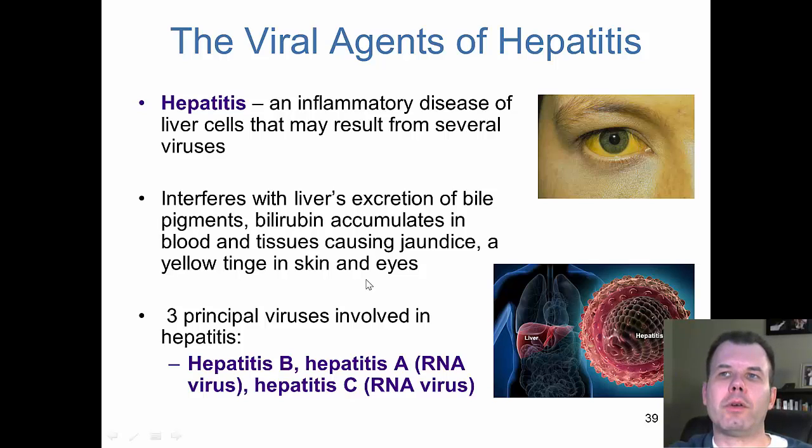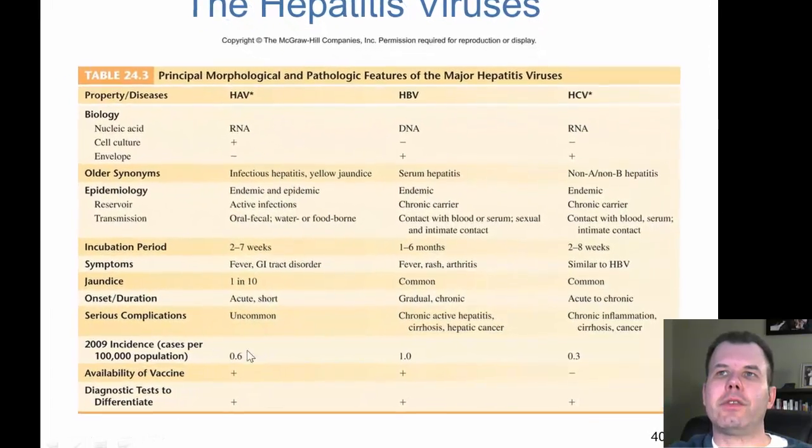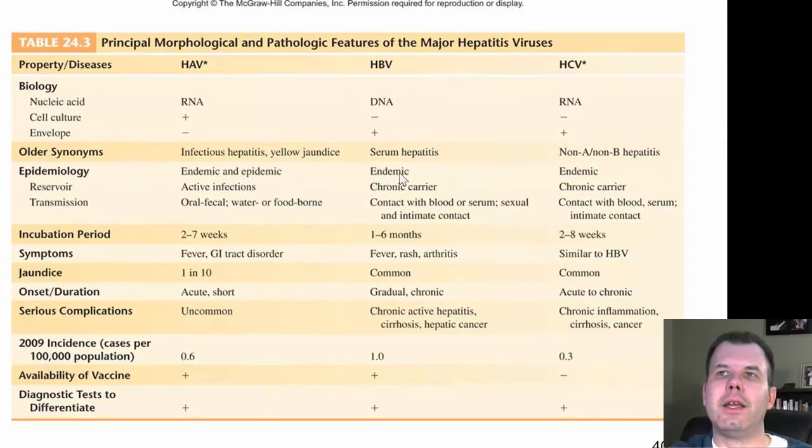The three principal viruses involved: hepatitis B, which we're going to discuss today, and then hepatitis A and C, which we'll discuss in chapter 25. Now again, here are the three different diseases. Again, A and C are RNA. Today we're going to look at DNA. It does have an envelope. It has serum, other symptoms or older symptoms. They're known as serum hepatitis. It's endemic. Chronic carriers, contact with blood, serum, sexual or intimate contact.